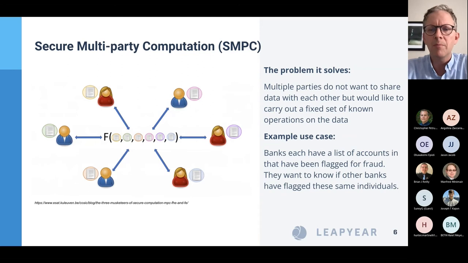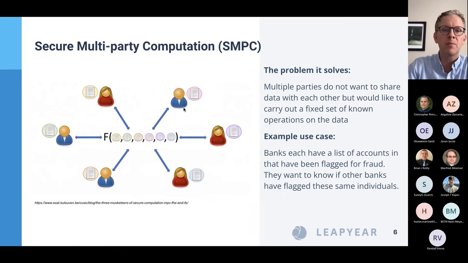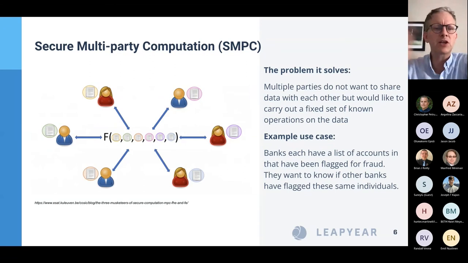An example of this might be banks that have lists of accounts that have been flagged for fraud. So within your own walls, you have a list of individuals that have been engaged in fraudulent activity. You'd like to cross-reference this against the same information that other banks have, but either for regulatory or reputational or other reasons, you don't want to simply share that list of individuals. And so SMPC provides a methodology to enable certain types of calculations to be performed on that data in a way that, for instance, the information you get back might be a binary indicator of whether or not that individual has also been flagged for fraud somewhere else, or some other sort of representation of that information.